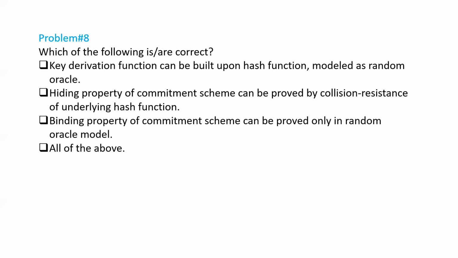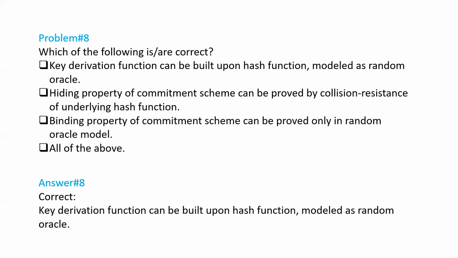And for that you can use hash function, which is nicely described in the lecture also. So for that you need the hash function to be modeled as random oracle. Hiding property of commitment scheme can be proved by collision resistance of underlying hash function. I already discussed this thing, that binding property of commitment scheme can be proved by collision resistance of underlying hash function. To prove hiding property, you need to resort to random oracle model. Binding property of commitment scheme can be proved only in random oracle model. The third statement is again wrong. I already discussed it. So the only correct option here is the first one.